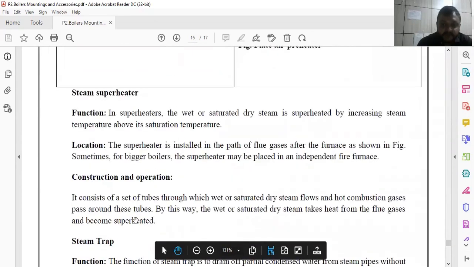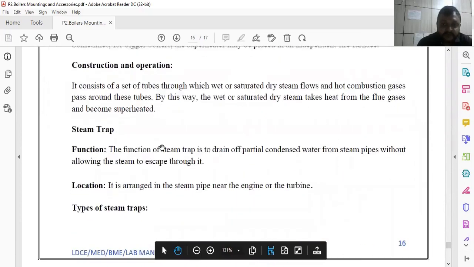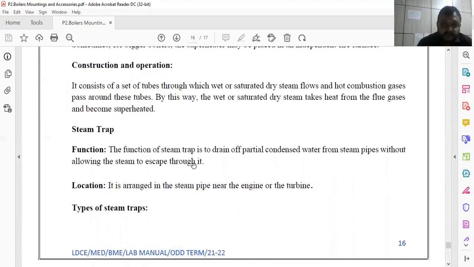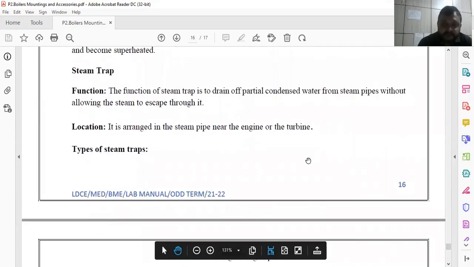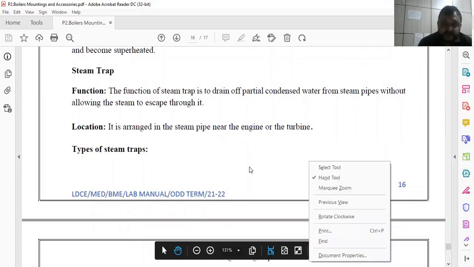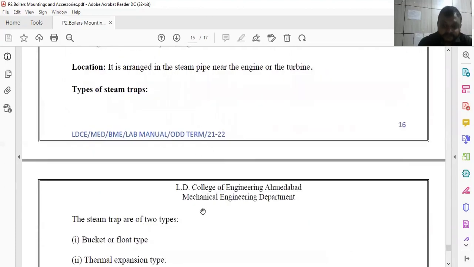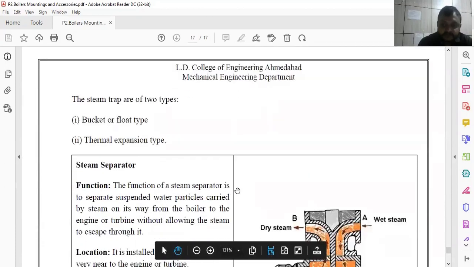Then you can see the steam superheater and steam trap. The steam trap is not that important. The important ones are the economizer, superheater and air preheater. But the steam trap is sometimes used to drain off condensed water from the steam pipe without allowing the steam to escape. So steam cannot escape, and additional condensed water is trapped by this steam trap, which is normally fitted inside the steam pipe.